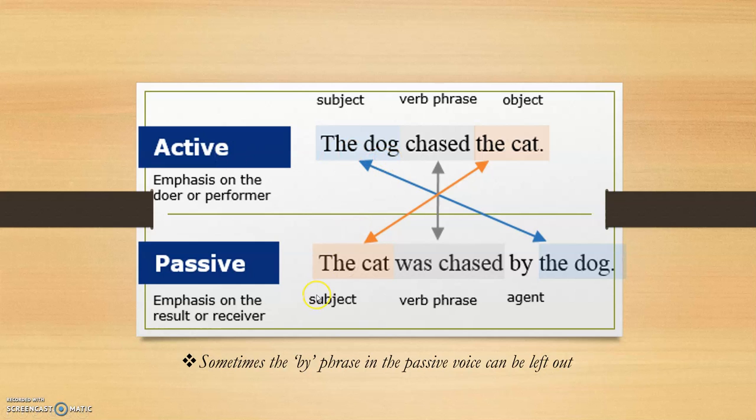Now the same sentence, let's see it in the passive voice. The cat was chased by the dog. The cat is the subject. Was chased is a verb phrase and the dog is the agent. So here we see the emphasis is on the result or the receiver, the cat. The cat is receiving the action, no, by the dog. So here, which voice is it? It is the passive voice. Now let me tell you children, sometimes in the passive voice, we may not have the by phrase, alright? So sometimes the by phrase in the passive voice can be left out.